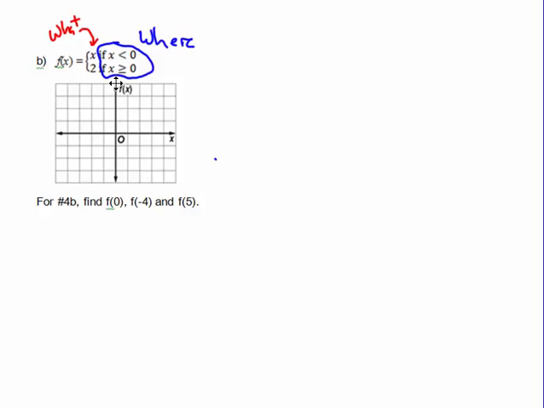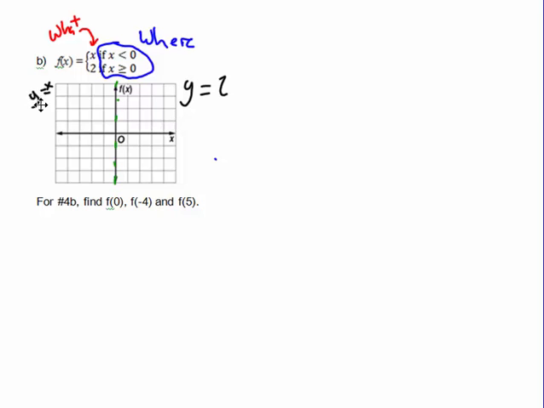At 0. So in my mind, I want to split this graph on 0. Everything to the left is going to be one equation. Everything to the right is going to be another. So everything on the left, for all the x values that are less than 0, I'm going to graph y equals x. And everything to the right, for all x values that are greater than or equal to 0, I'm going to graph the line y equals 2.